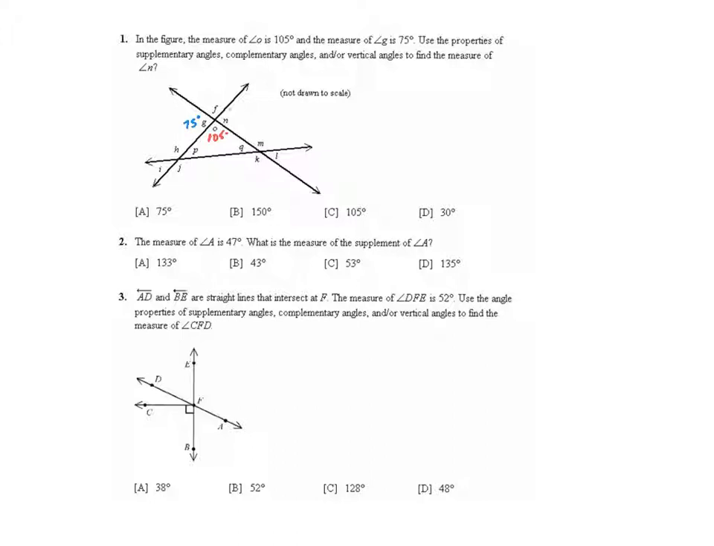So this is the angle that we're looking for, angle N. Just as a reminder, supplementary angles are angles that have a sum of 180 degrees. Complementary angles are angles that have a sum of 90 degrees. And vertical angles are also known as opposite angles because they share a common vertex.